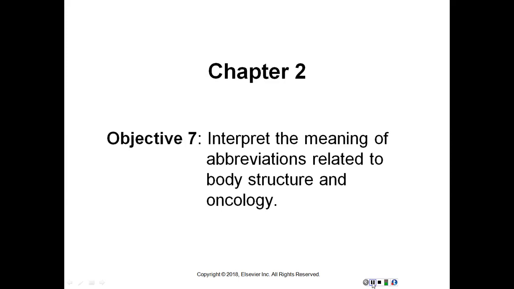Finishing up Chapter 2, Objective 7, we're going to interpret the meaning of abbreviations related to body structure and oncology. Now, there is a table of the common abbreviations for this chapter. Again, in the real world, you cannot just use any abbreviation that you want. Your facility will have an approved list of abbreviations that can only be used. Again, you cannot make up your own. So the ones in the textbook are the common abbreviations that most facilities use.